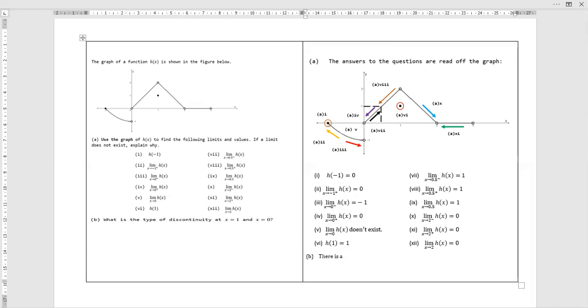There is a removable discontinuity at x is equal to 1, and a jump discontinuity at x is equal to 0.